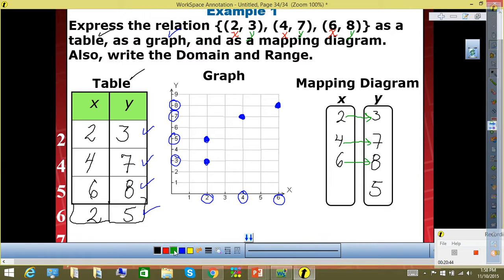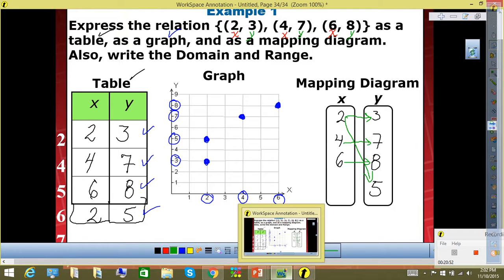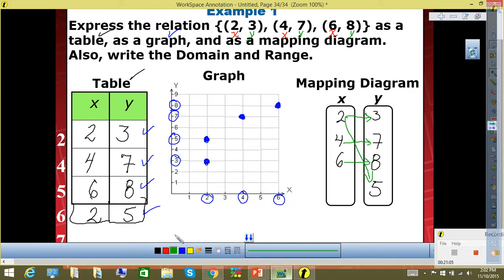Now, how do I indicate that it's a new point? Like this. Does everybody see that? So for number 2, there's 3, so that's 2, 3, and the other one is 2, 5. Everybody with me? The last part. So we're done with those 3.